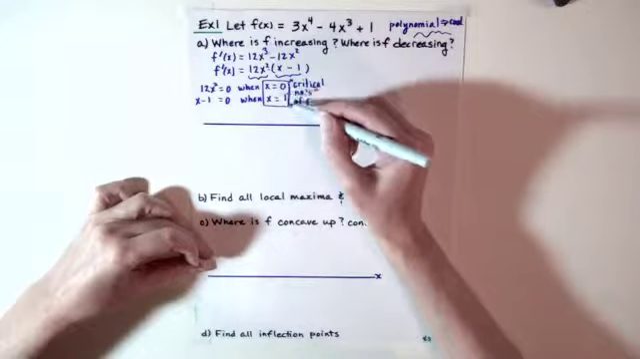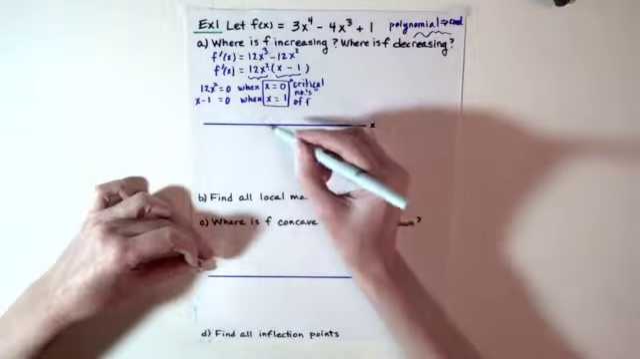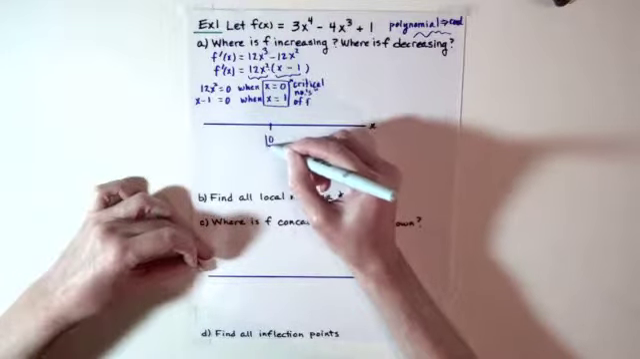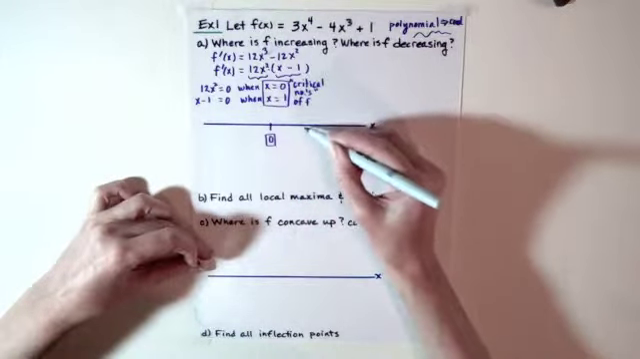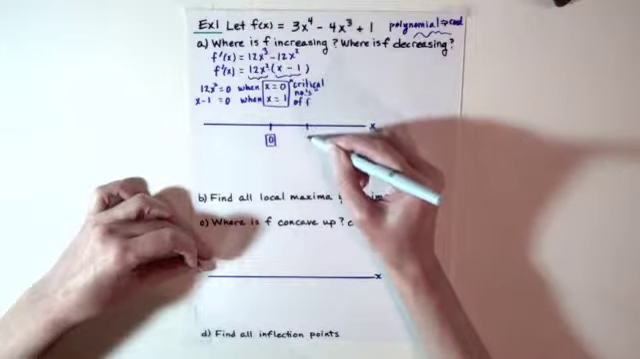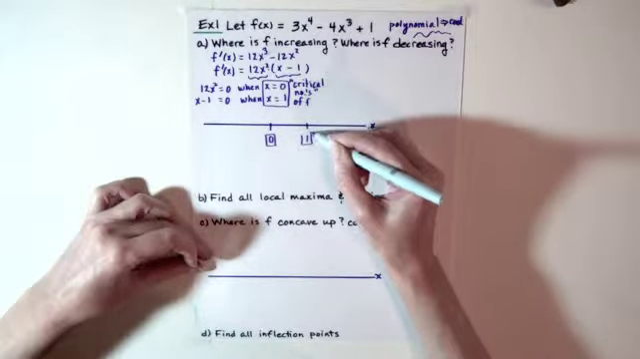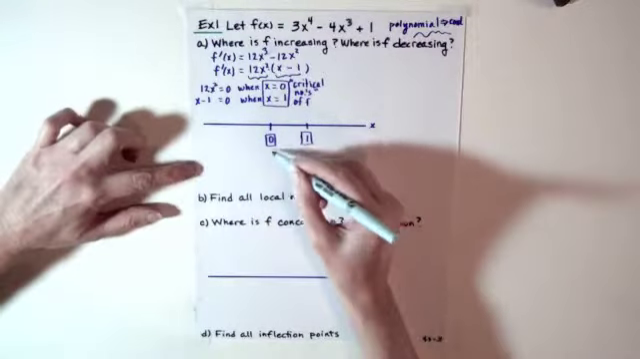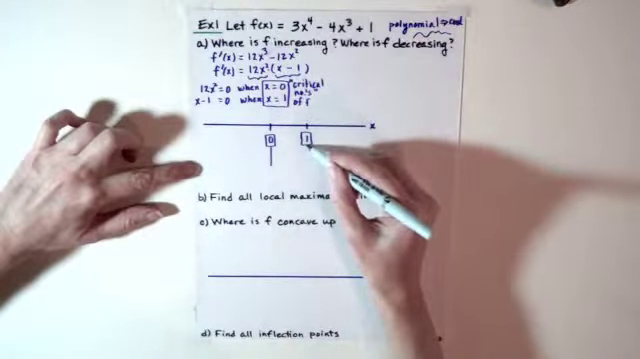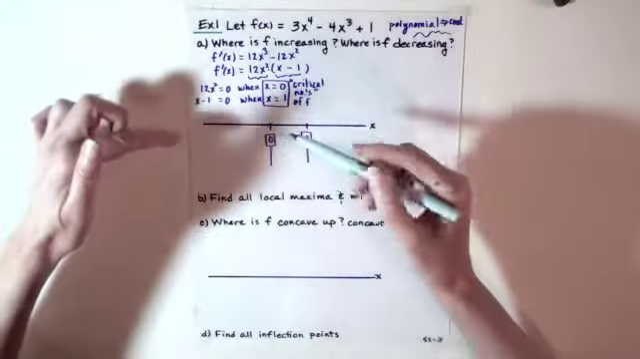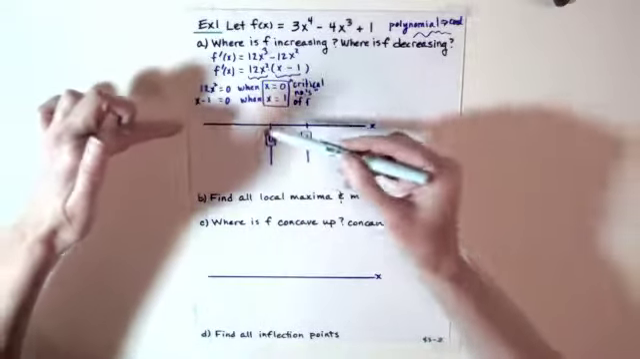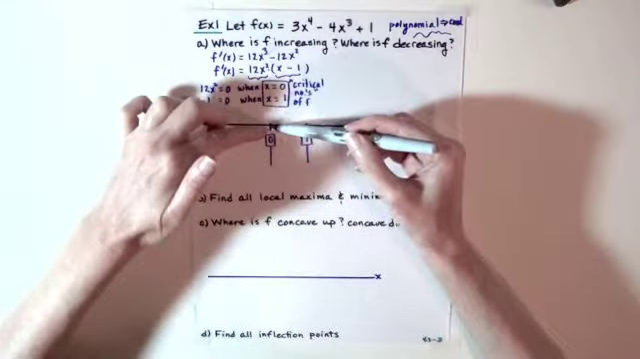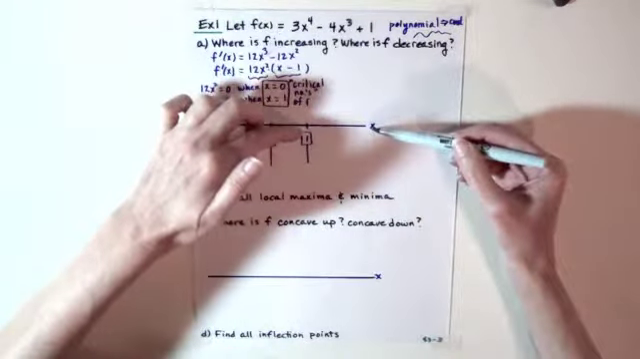I'm going to take these two critical numbers and put them on a number line. So here's 0, and I'm going to put a little box around it because it's an important critical number, and here's 1, and I'll put a box around that as well. So those are my critical numbers, and I'm going to put some vertical lines here just to separate. That breaks the x-axis up into 3 intervals, stuff that's to the left of 0, an interval between 0 and 1, and stuff that's to the right of 1.